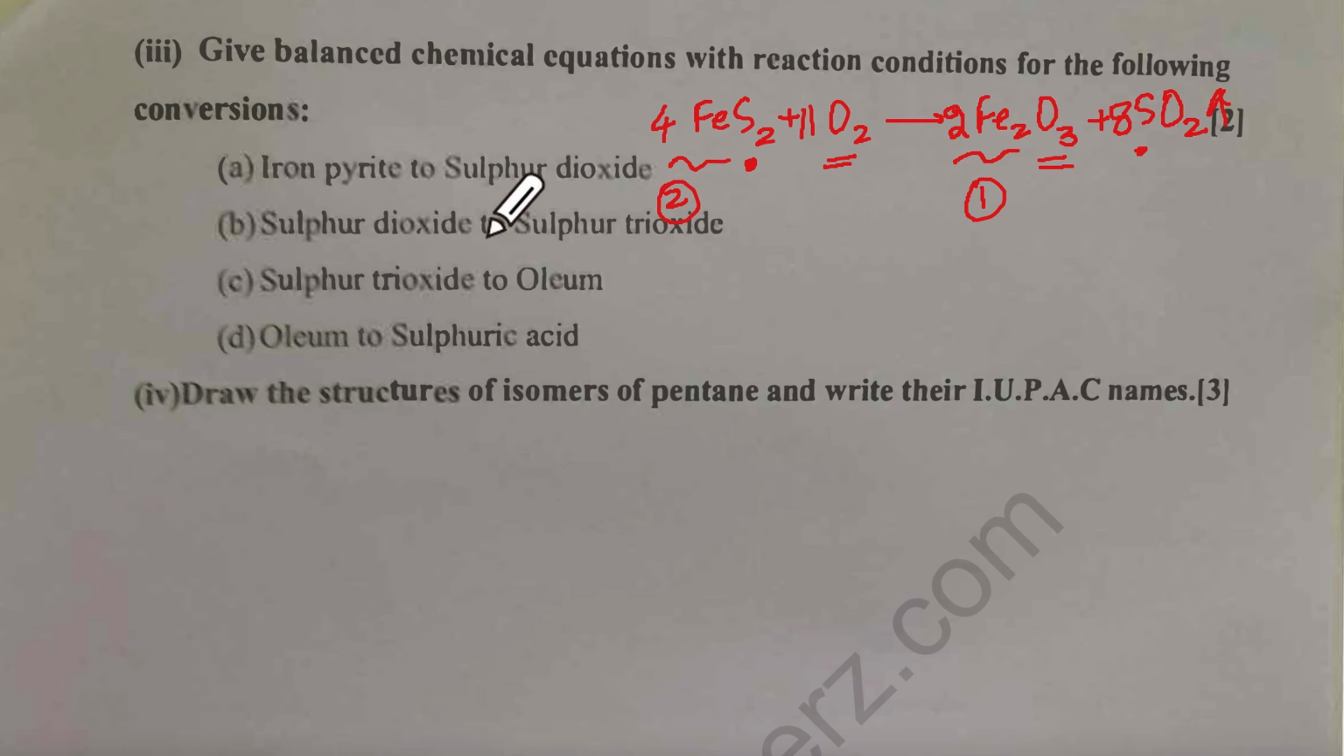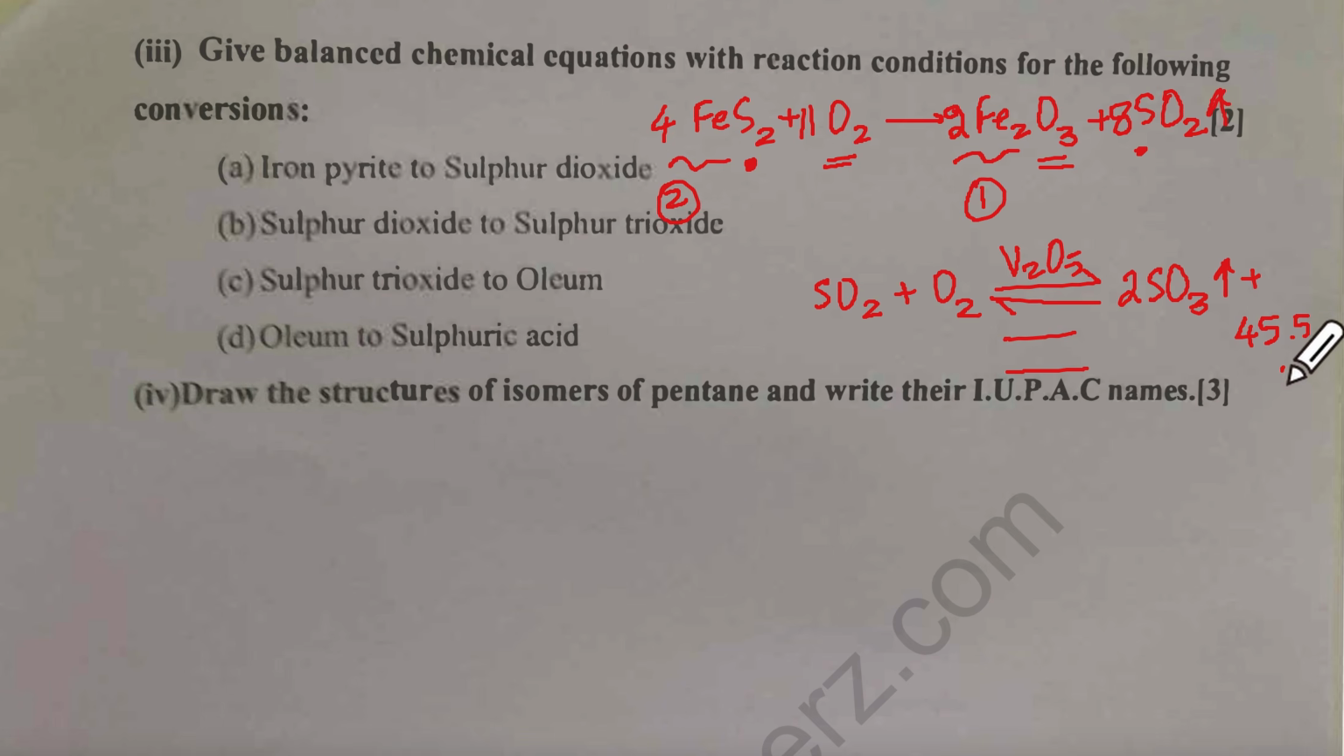So SO2 becomes SO3. SO2 plus O2, reversible arrow, V2O5 catalyst, 450 to 500 degrees, 1 to 2 atmosphere, gives 2SO3 plus 45.5 kilocalories of heat. I told you to remember all of these by heart. Now there are 2 S's, so I'll write this. Is my oxygen balanced? Yes, it is balanced.